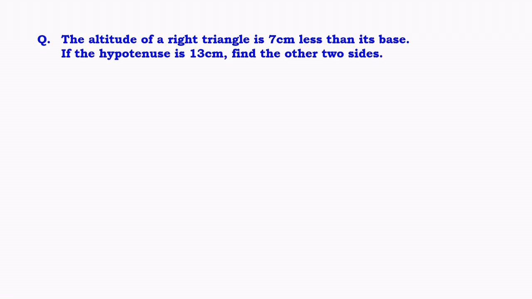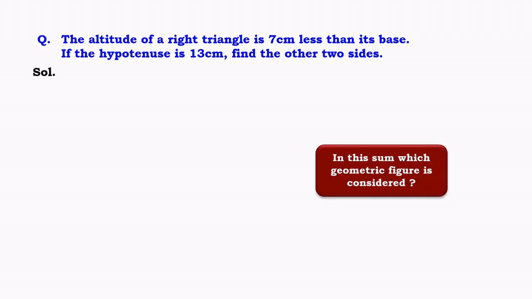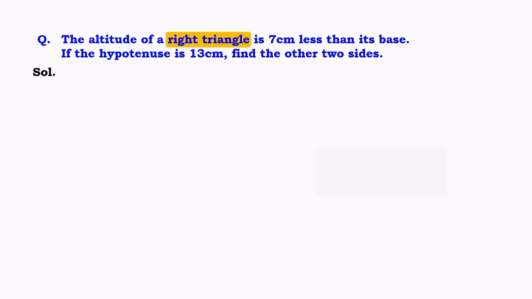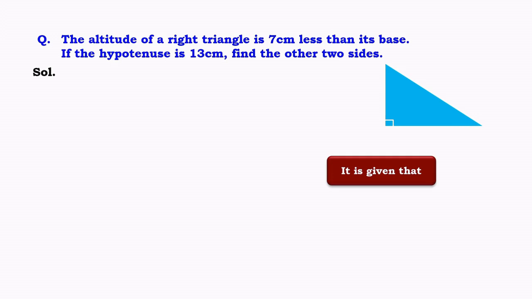Before solving, let us identify the geometric figure involved. Since the question mentions a base, an altitude, and a hypotenuse, the figure considered here is a right-angled triangle. This is an important first step. Whenever you solve a word problem, first identify the geometric figure and recall the formula or theorem related to it. Let us now proceed to the solution.